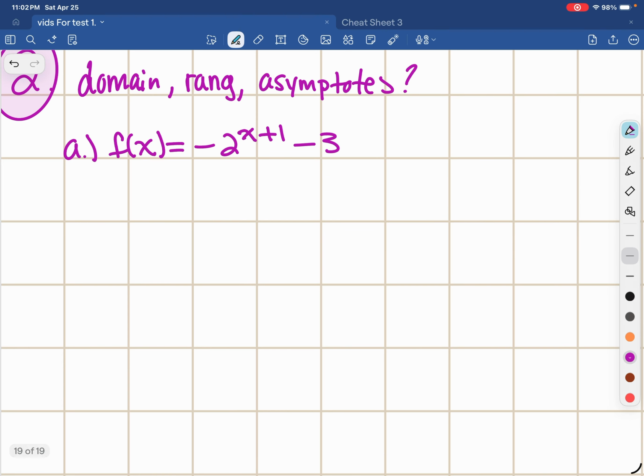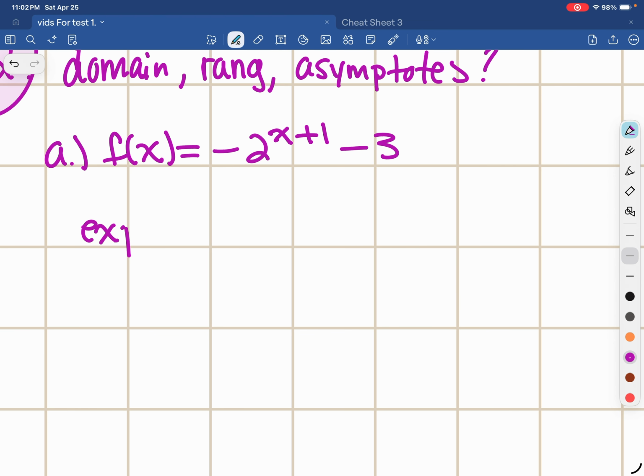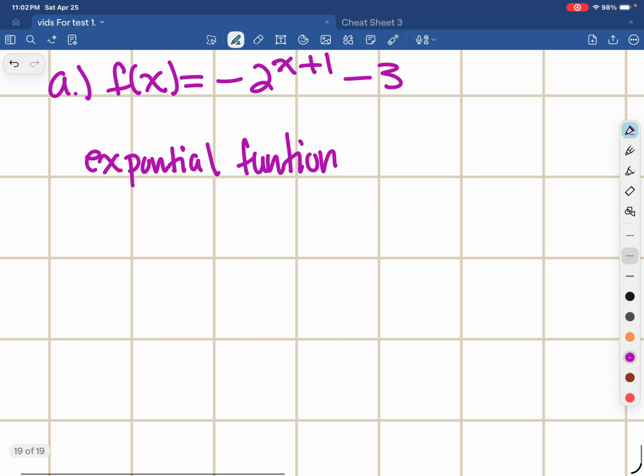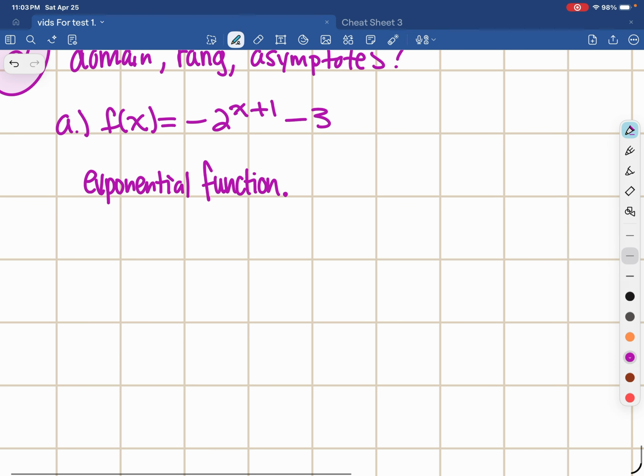So we see that x is raised, so we know that this is an exponential function. Excuse my spelling. Both are misspelled, but that's all right. And you want to know what your basic graphs look like, so your parent graph. I like to write this down immediately because it helps me identify what the domain, range, and our HA would actually look like on the regular graph. And then we're going to mark our transformations and see how that affects our graph.